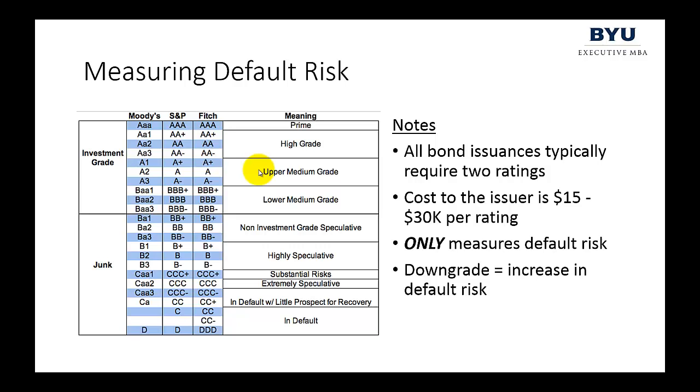So once a ratings agency actually puts the initial rating out there, it will update it periodically depending on events and changes in the financial health of the issuer. So this is how default risk works.